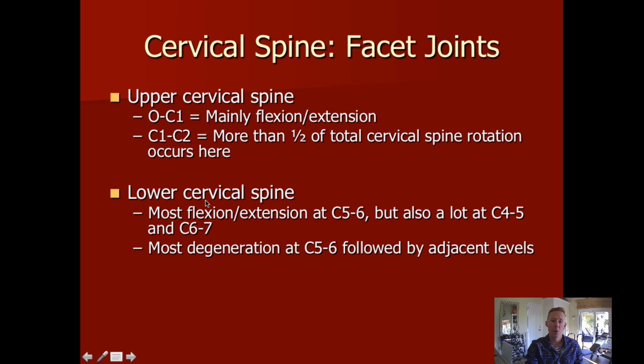And then in the lower cervical spine, we see all of the segments contributing to movement, but I wanted to point this one out, like in the low back. Most of our flexion extension comes from C5, C6, but we also see it in the adjacent segments of C4, 5, and C6, 7, but most degeneration in the neck is at C5, 6, which again fits with the lumbar spine. You see a ton of movement there, so you're probably going to see a little more wear and tear. Sorry, I don't like to use that phrase, but if you move somewhere a little more, it's probably more likely to show some age-related changes. So keep that in mind for both the low back and the neck.